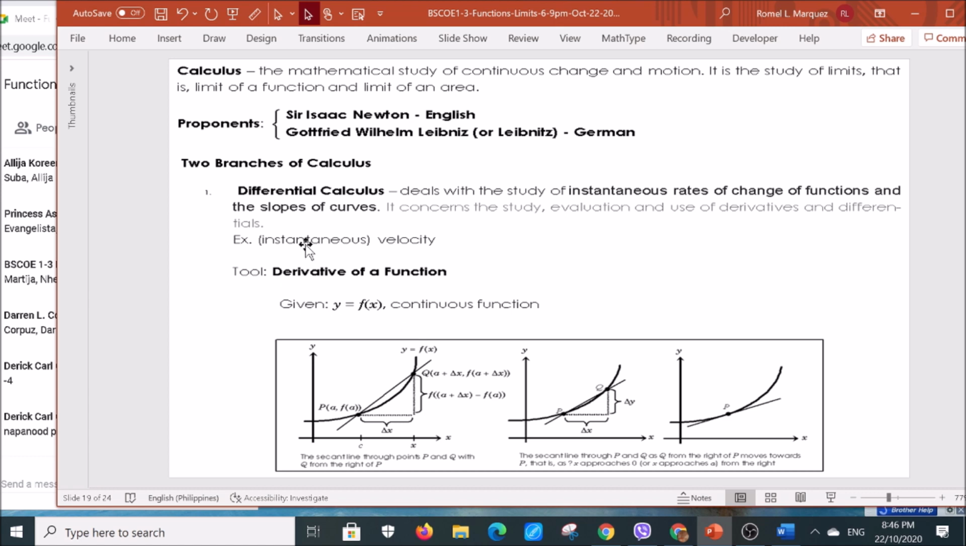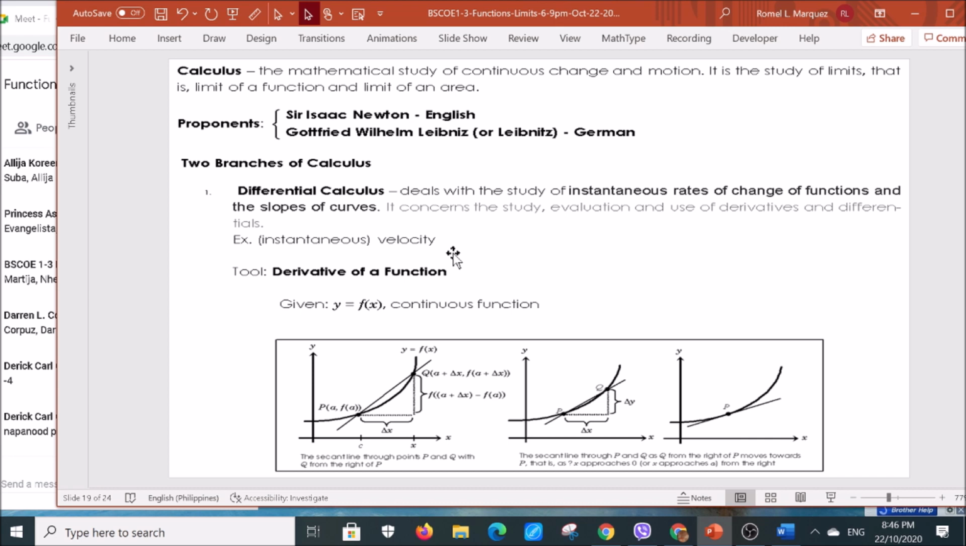So an example that we study in calculus applications: instantaneous velocity. When you talk of velocity, you talk of acceleration, you talk of population, that's a derivative. Okay, the neutral name is derivative. So rate of change of population, rate of change of current with respect to time, velocity, acceleration.